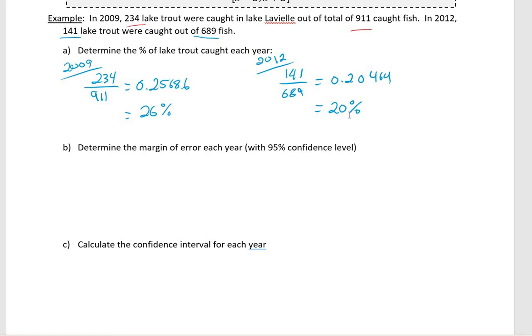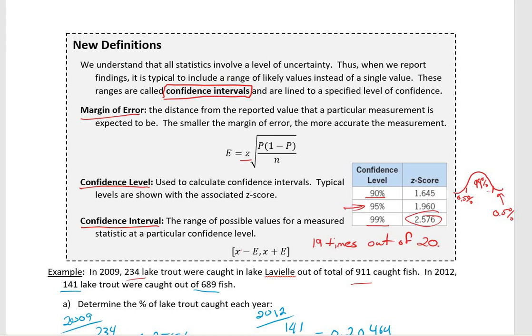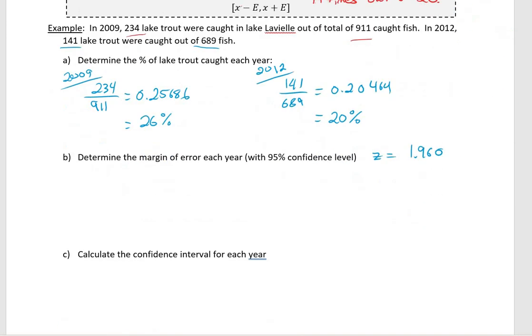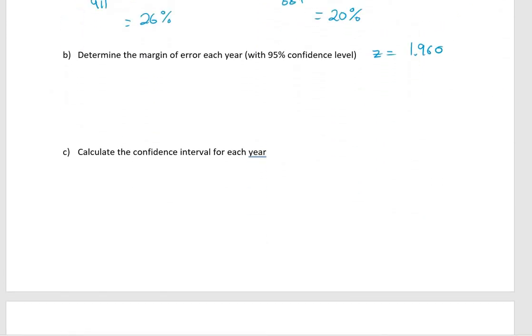Okay, so what's the margin of error if we have a 95% confidence level? So 95% confidence level, remember, means that Z is equal to 1.960 in our chart up here. 1.960 for 95%, which is the most common confidence level that you'll work with. So let's calculate our margin of error. Let's break it up by year again.